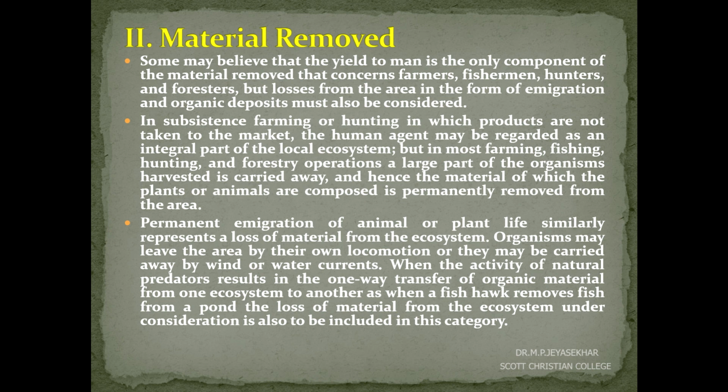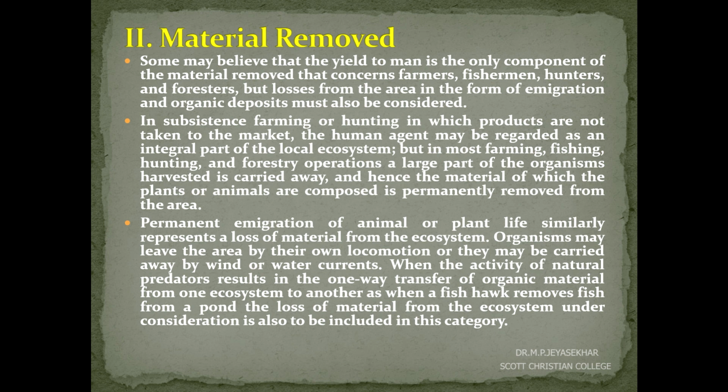Material removed. Some may believe that the yield to man is the only component of the material removed, concerning farmers, fishermen, hunters, and foresters, but losses from the area in the form of emigration and organic deposits must also be considered. Permanent emigration of animal or plant life similarly represents loss of material from the ecosystem. Organisms may leave the area by their own locomotion, or they may be carried away by wind or water currents.